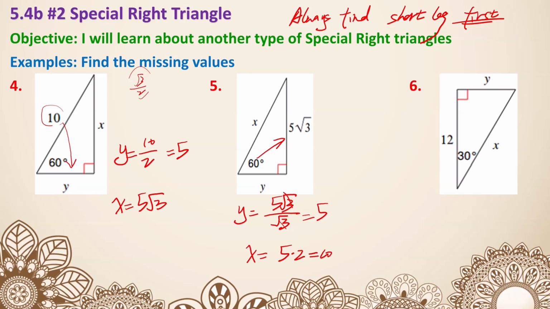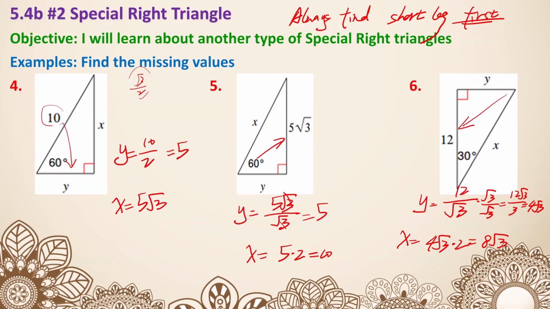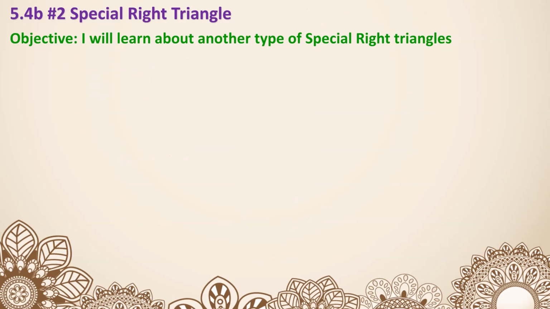Next, you're given the long leg again, since 30 is facing y, so this has to be the longer leg. Y will be 12 divided by square root of 3. Simplify by multiplying the top and the bottom by square root of 3. We got 12 square root of 3 over 3, so 4 square root of 3. And then x will be twice of that, so it's 4 square root of 3 times 2, which is 8 square root of 3. That's number 6.